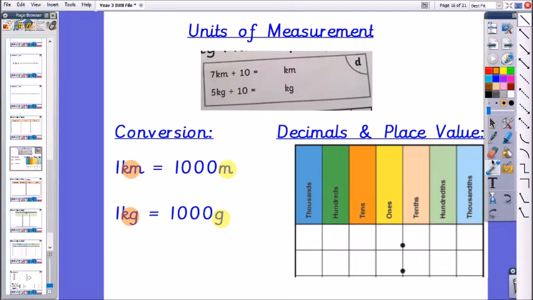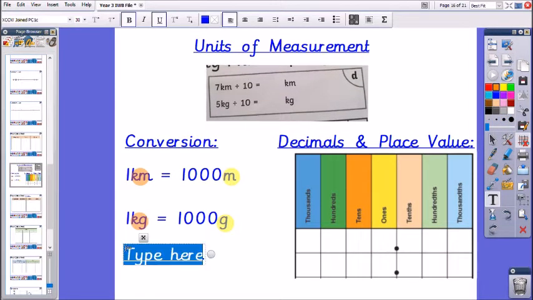Let's write it. So I'm going to start off with 7 kilometres. What did I do to the 1 to turn it into the 7? I multiplied by 7, so I'm going to do the same on the other side. 1,000 multiplied by 7, I'm going to get the answer 7,000 metres. So that's really important before we get started that we know this for the first question, okay?